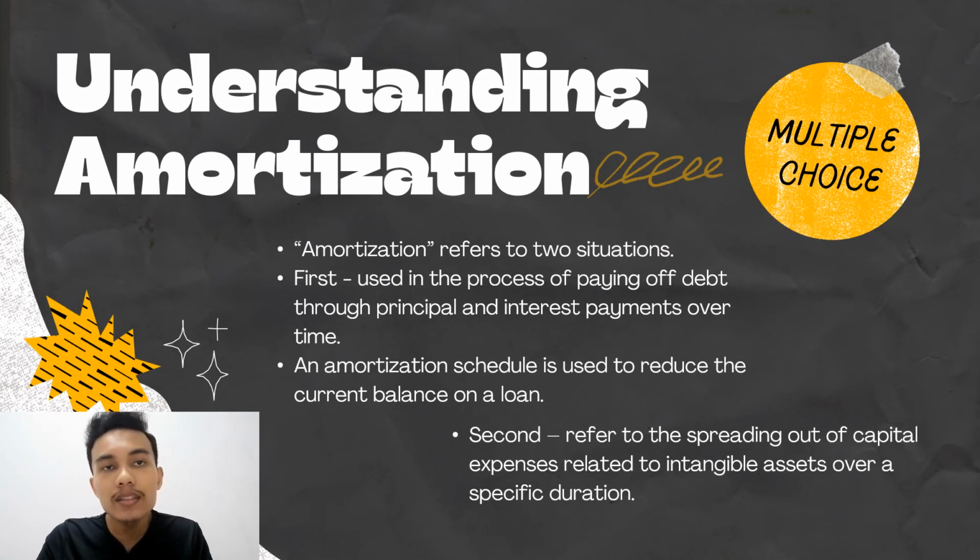In understanding amortization, amortization refers to two situations. First, amortization used in the process of paying off debt through principal and interest payments over time. An amortization schedule is used to reduce the current balance on a loan. Second, amortization refers to the spreading out of capital expenses related to intangible assets over a specific duration.